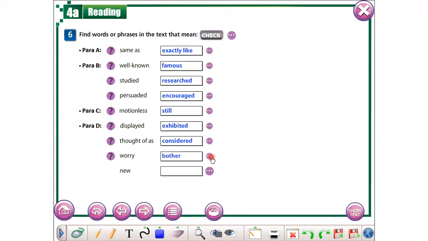Now a synonym for new. And let's see, at least I start each day with a fresh canvas, with a new canvas. New, fresh, okay? Check your answers, please, so we can go to section 7.